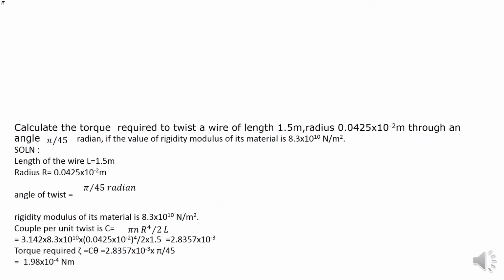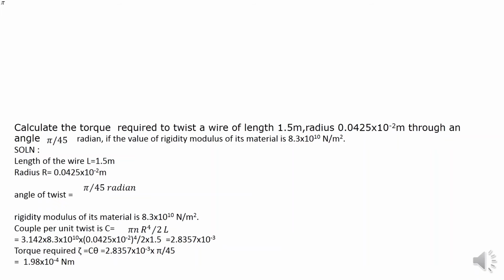calculate the torque required to twist a wire of length 1.5 meter, radius 0.0425 into 10 to the power minus 2 meter through an angle of pi by 45 radian if the value of rigidity modulus of its material is 8.3 into 10 to the power 10 Newton per meter square. Once again, length of the wire L is given, radius of the wire R is given, and angle of twist theta is given.